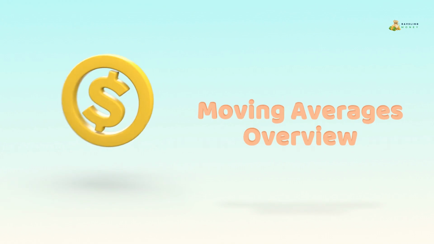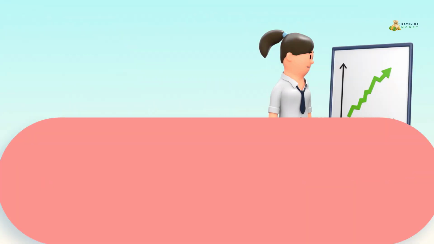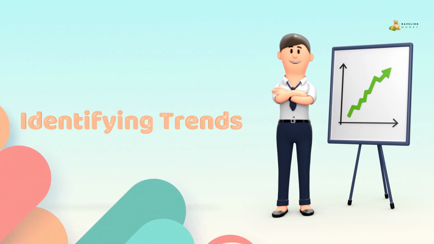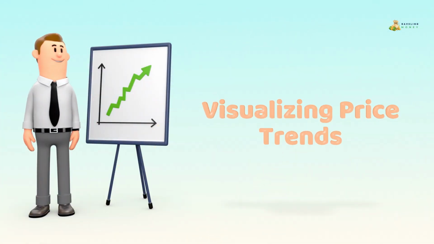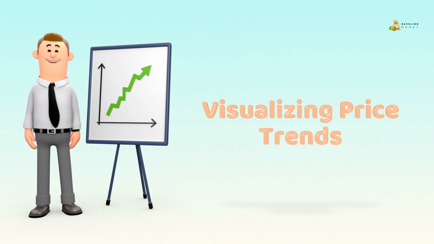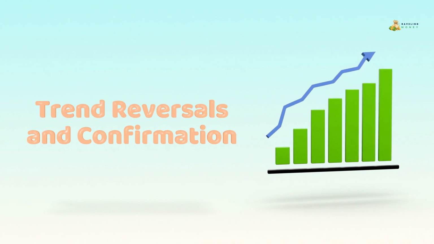Moving averages. Use moving averages to smooth out price data and spot trends. They help you determine if a stock is in an uptrend or downtrend. Moving averages provide a visual representation of a stock's price trend over a specific period. They help traders identify potential trend reversals or confirm existing trends.